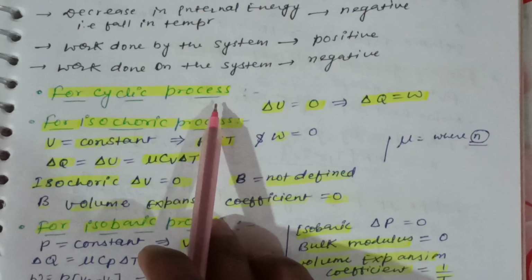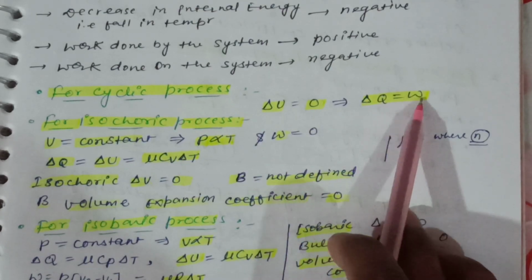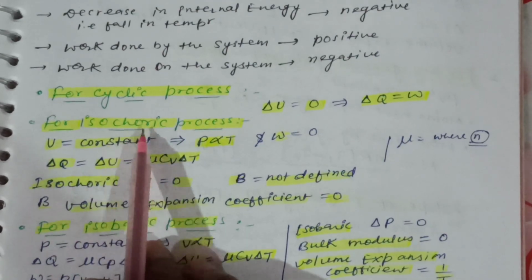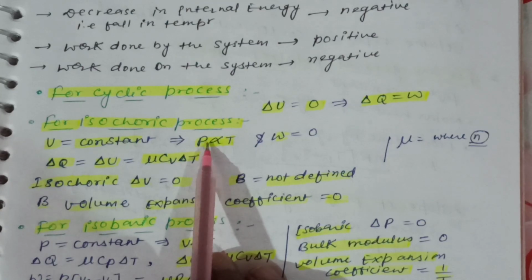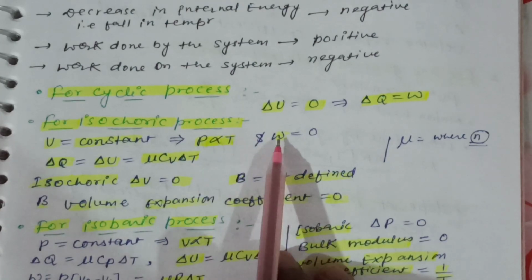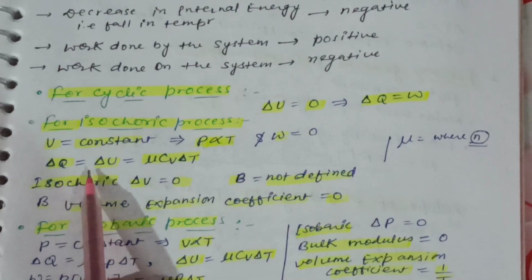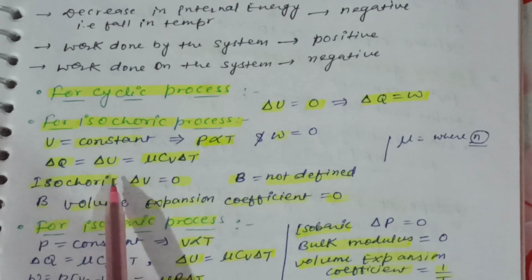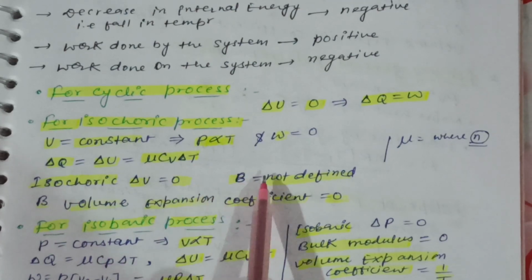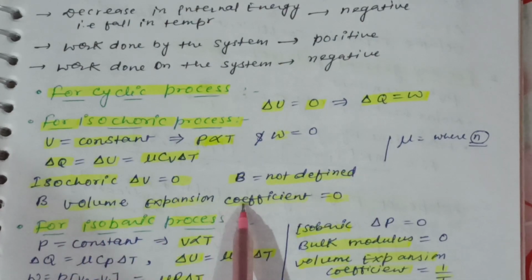For a cyclic process, ΔU is equal to 0, ΔQ is equal to W. For an isochoric process, V is equal to constant, P is directly proportional to T, and W is equal to 0. ΔQ is equal to ΔU is equal to μ Cv ΔT. Isochoric, ΔV is equal to 0, bulk modulus is not defined, volume expansion coefficient is equal to 0.